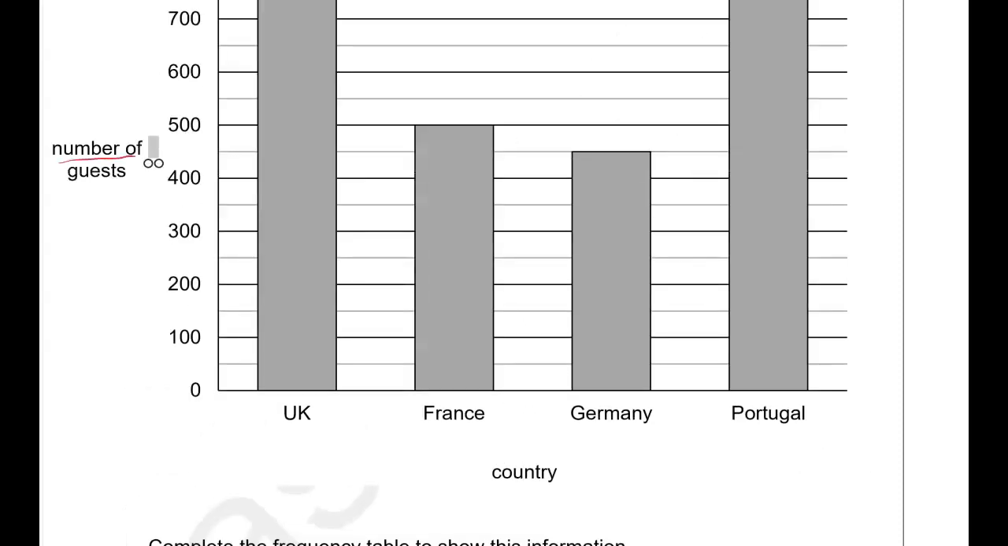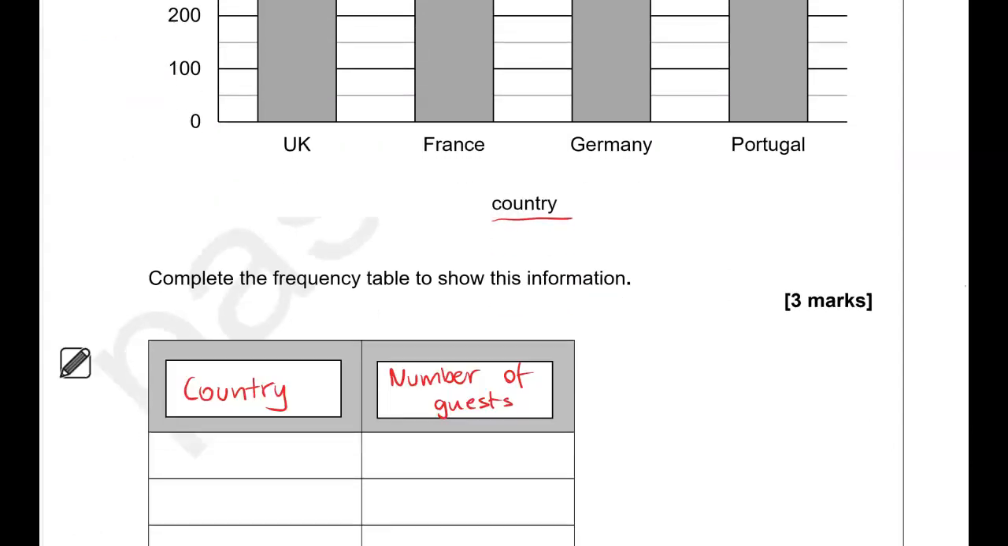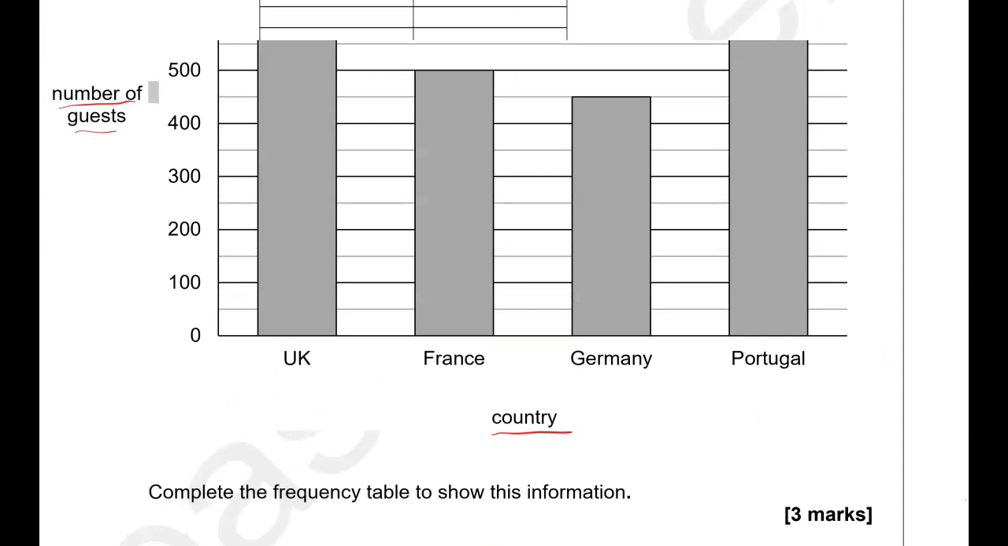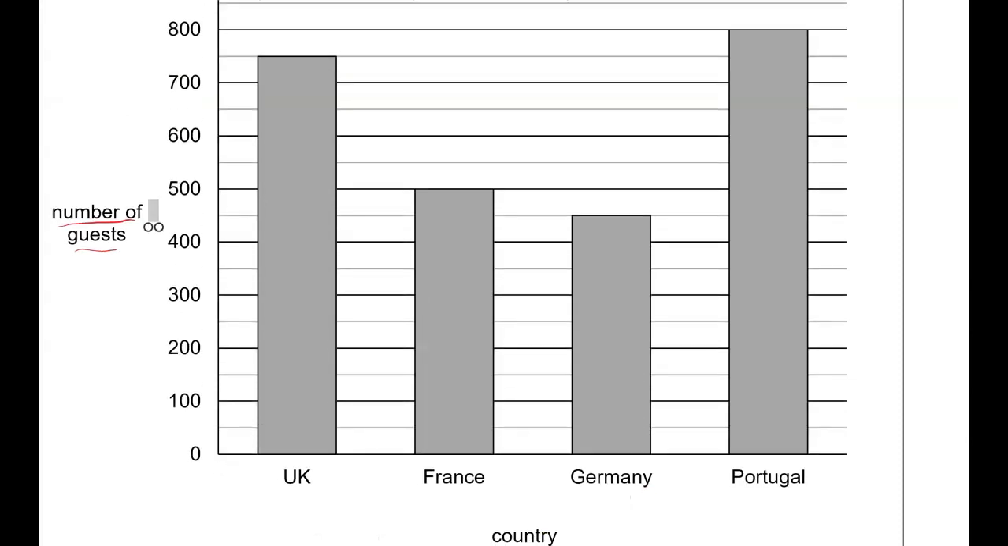This is where I got number of guests from. And that's where I got country from. So let's start with the countries. Got UK, number of guests for the UK is between 700 and 800, that is 750.